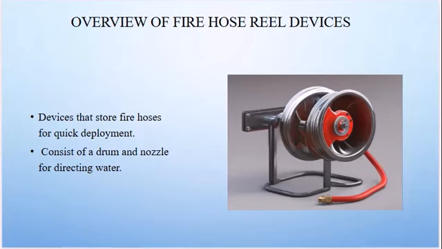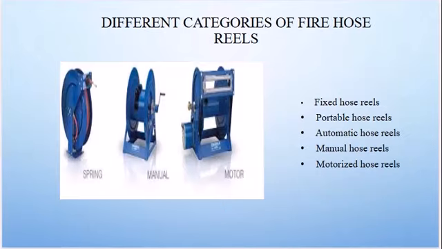Understanding how these devices operate is critical for effective fire response. Regular inspections ensure that hose reels are functioning properly. Training personnel on device operation enhances emergency readiness. Different categories of fire hose reels. There are several categories of fire hose reels, including fixed, portable, automatic, manual, and motorized types.